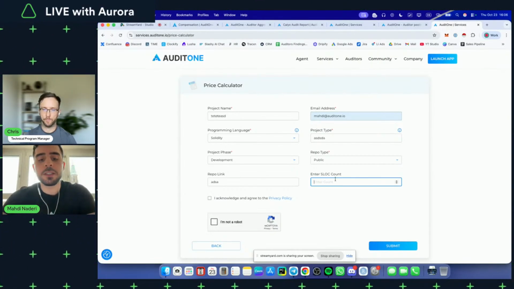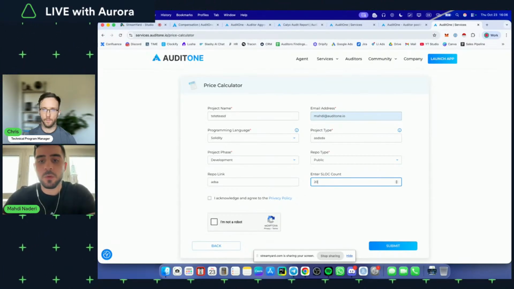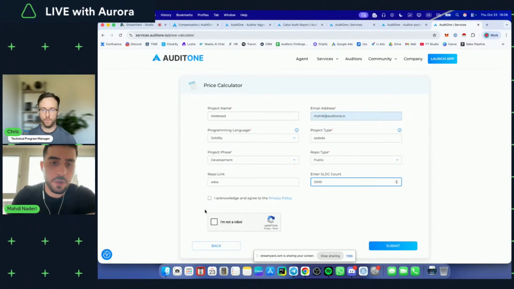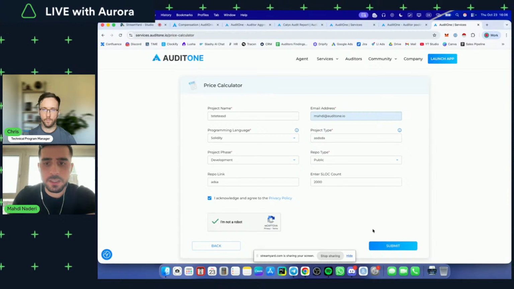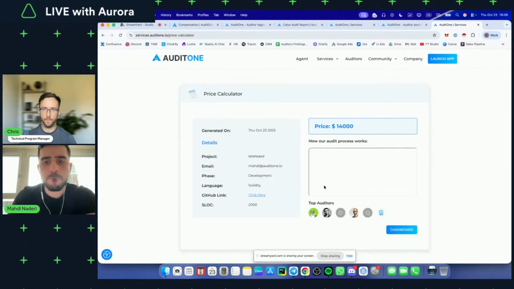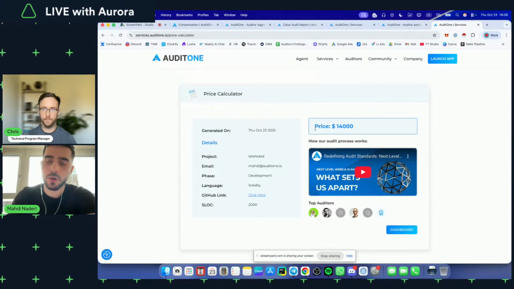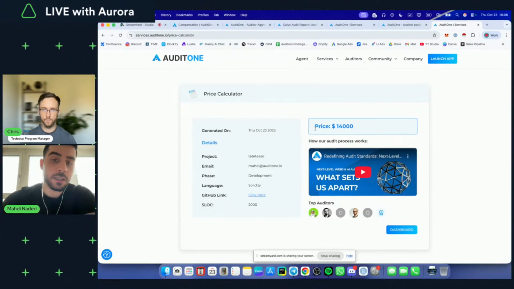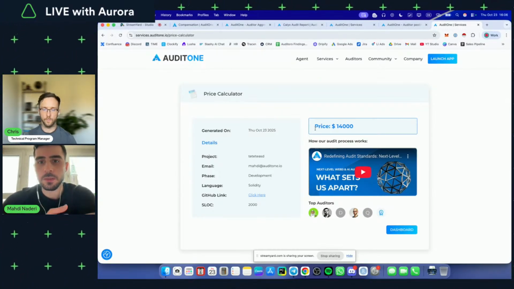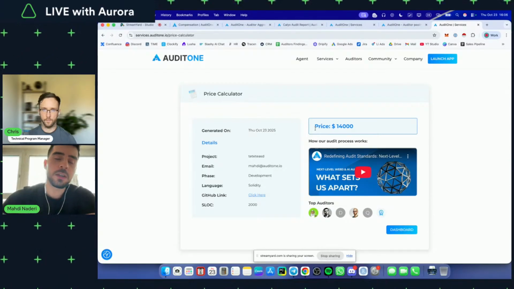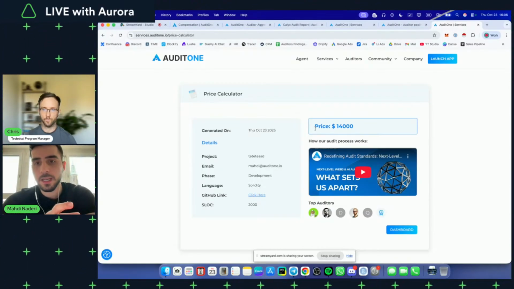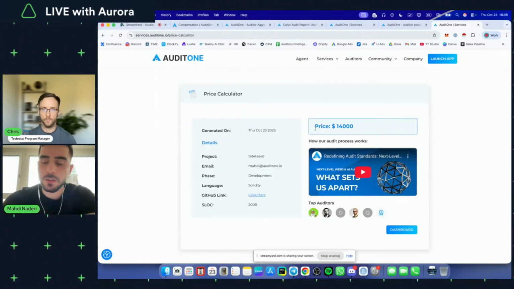And if we say, for example, it's a platform with 2,000 lines of code, and then we click submit, here we get a rough estimation of how much it would cost for an audit. Now, this is emphasis on rough estimation because it may be a little lower or a little higher based on the complexity of the platform and some other factors.